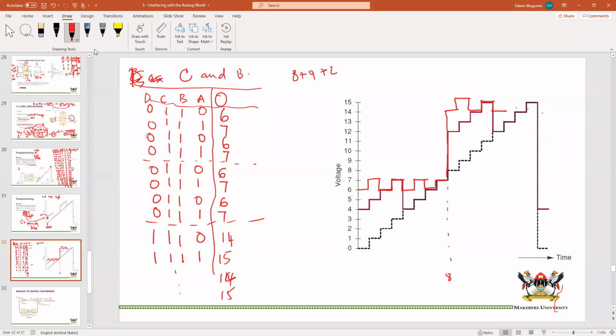So you can see that depending on what is happening, you can create a table and create the staircase. Okay. So yeah, I give you a table, you can draw this quite easily. But it helps if you first draw the truth table.